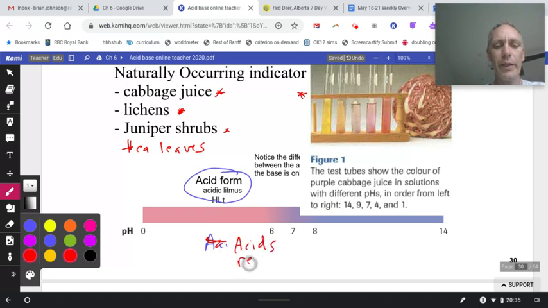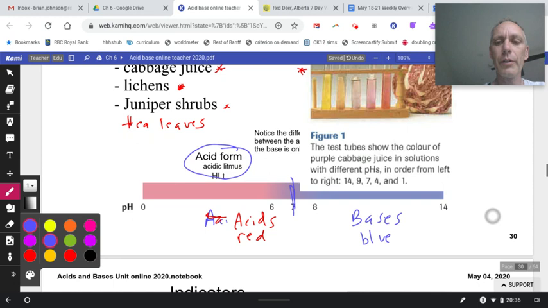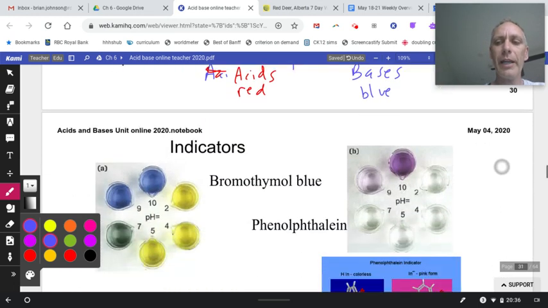Acids on the red side and bases on the blue side. And this one flips right around 7. So it's a really good indicator for just whether it's acidic or basic. We'll go into a little more detail than that. That's just a little background information.